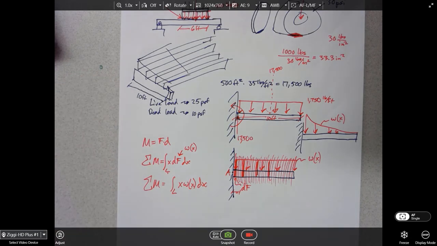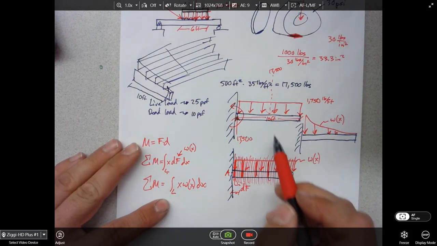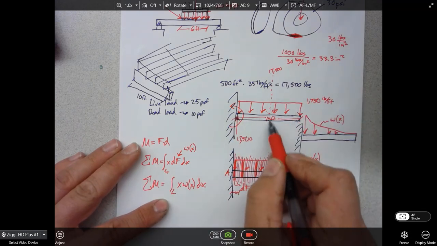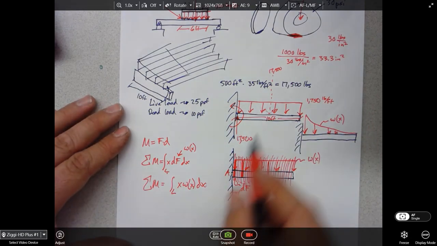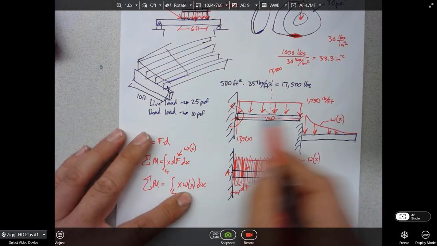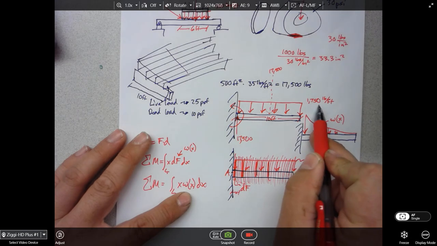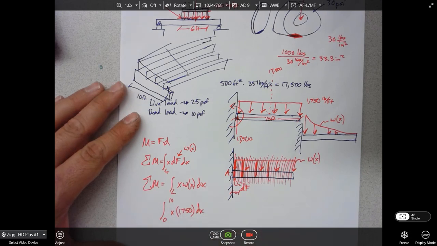Okay. So that tells me what the whole moment is. Does that work with what we just figured out? We said that the moment for the rectangle would be 17,500 times 5 feet. So let's try that. What would our function w(x) be for this? 1,750. Yeah. So we're going to take the integral from 0 to 10 of x times 1,750 dx, I believe.